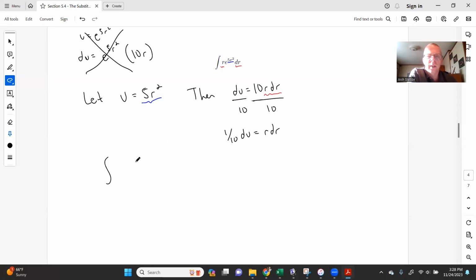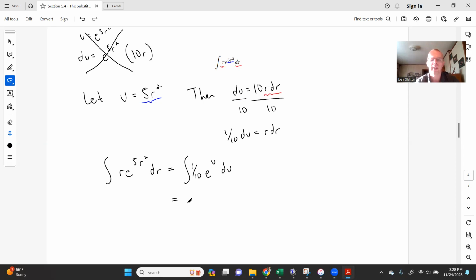All right, so we have integral r e to the 5r squared dr equals e to the 5r squared. That becomes e to the u. Let's write the integral, and then e to the 5r squared. That's going to be e to the u. r dr, we have 1/10 du.